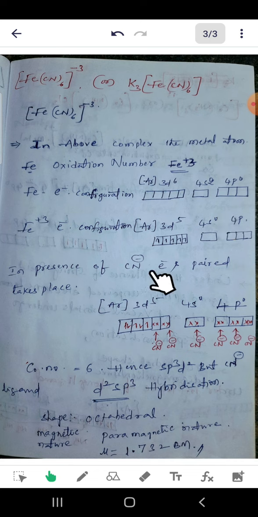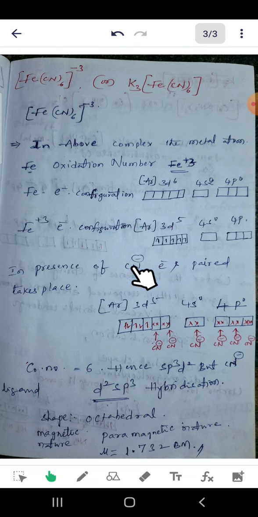In the presence of the cyanide ligand, electron pairing takes place. Due to that, for coordination number 6 the hybridization would be sp3d2, but here the inner orbital is involved, so with the cyanide ligand d2sp3 hybridization takes place. The shape of the complex is octahedral. What is the magnetic nature? How many electrons are there? 5 electrons, 1 unpaired electron, so 1.732 Bohr magnetons. That point you have to remember.